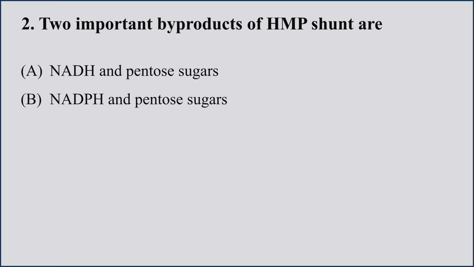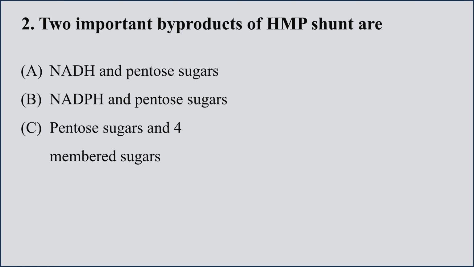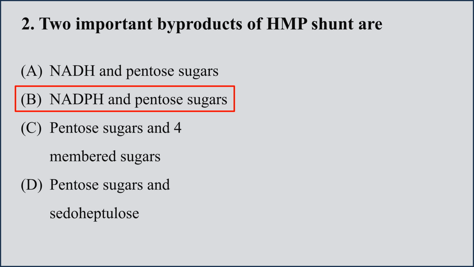Question number 2. Two important byproducts of HMP Shunt are: A. NADH and pentose sugars, B. NADPH and pentose sugars, C. Pentose sugars and 4-membered sugars, D. Pentose sugars and sedoheptulose. The right option is NADPH and pentose sugar.